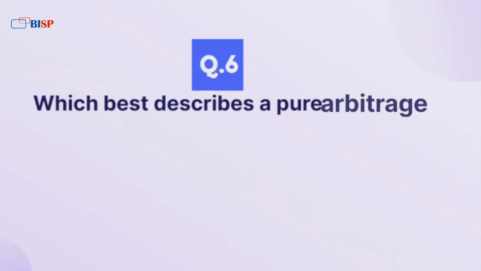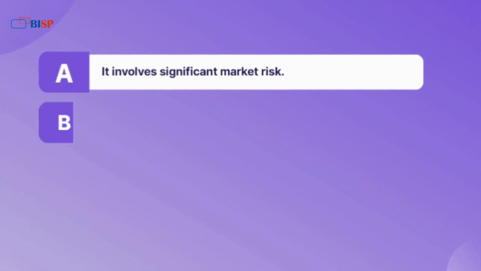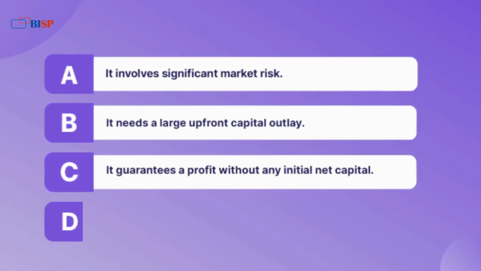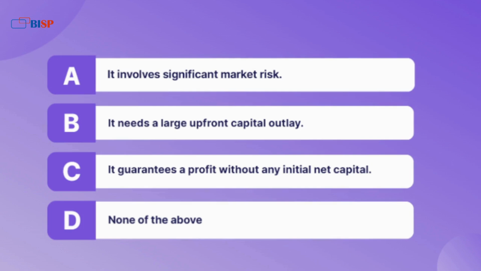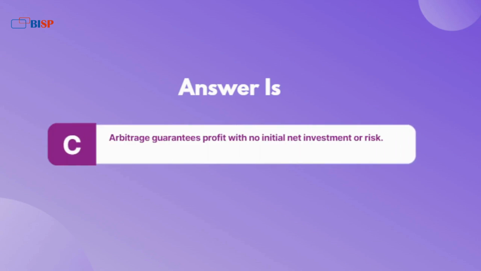Which best describes a pure arbitrage opportunity? A. It involves significant market risk. B. It needs a large upfront capital outlay. C. It guarantees a profit without any initial net capital. D. None of the above. Answer is C. Arbitrage guarantees profit with no initial net investment or risk.